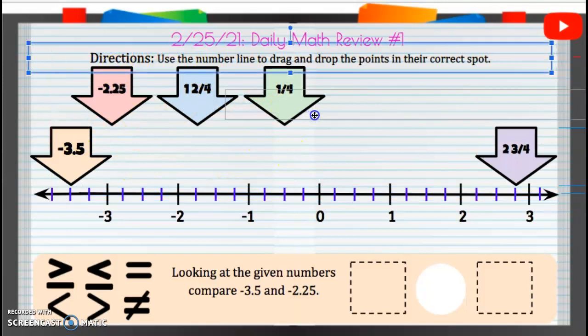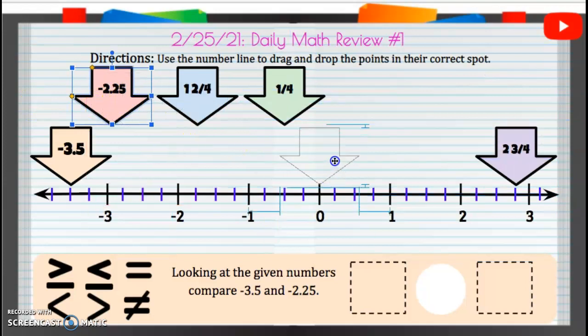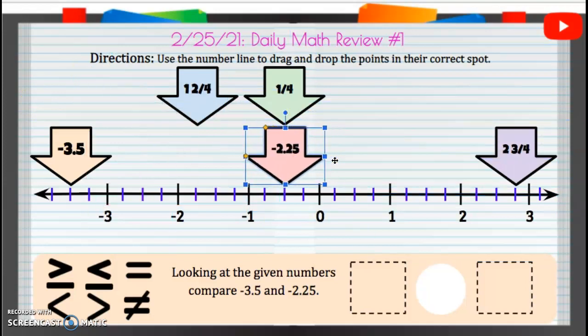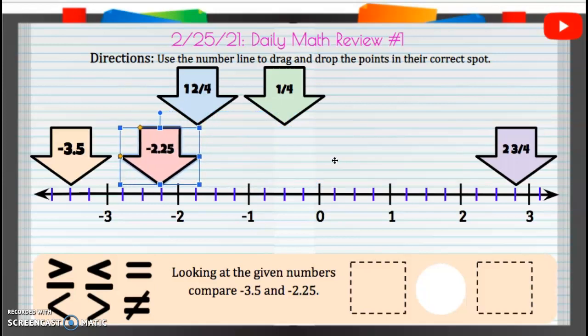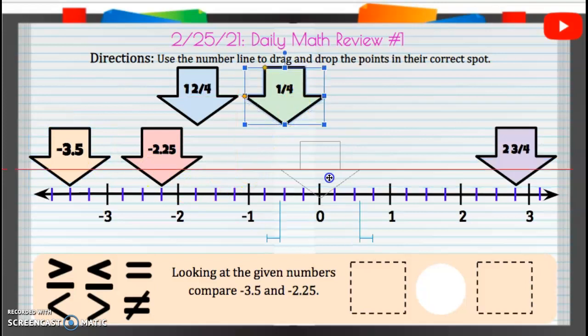Let's do -2 and 25/100, or -2.25. So we'll go -2, and then we'll go 1 of 4 quarters. So if you think of quarters there, there we go. All right, same thing with this. Perfect. All right, +1/4.